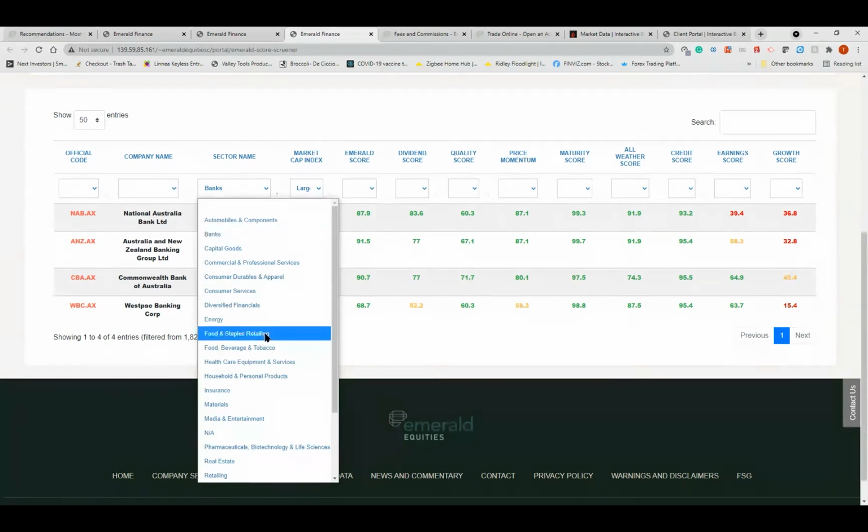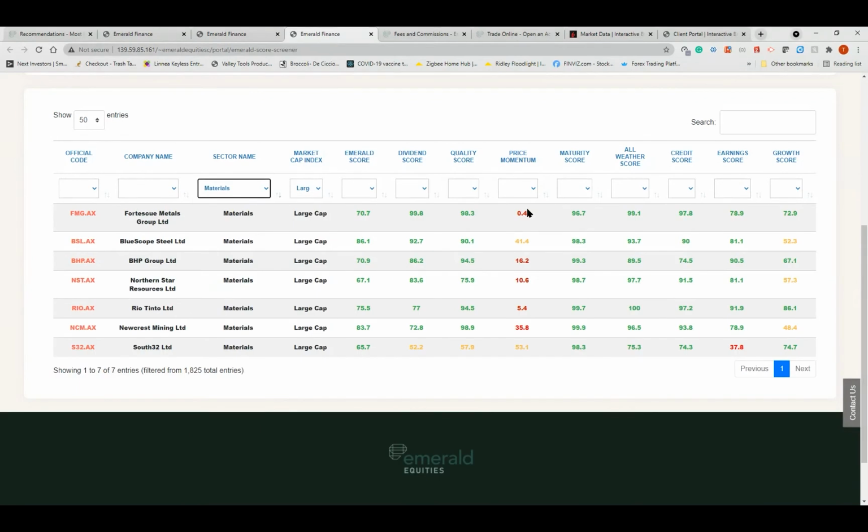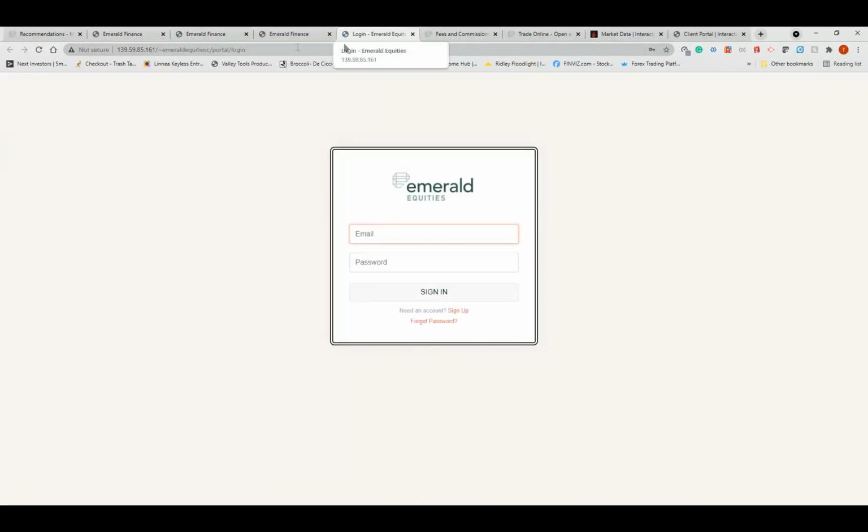You might want to go across to materials and do the same thing. Fortescue, too much into iron ore right now. I'll probably ignore that for the second till iron ore calms down. But BlueScope could be a very good pick here. They're very well positioned as a steel producer. So, this is what I mean about going and digging a bit deeper. So I can then simply just click the stock code on the left-hand side there.